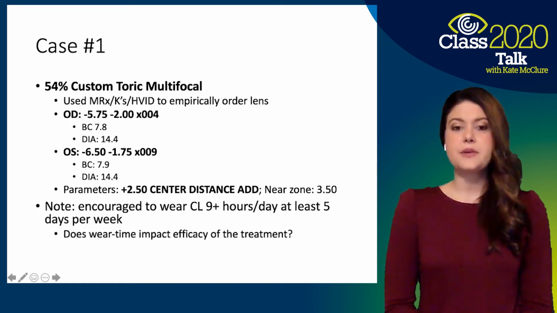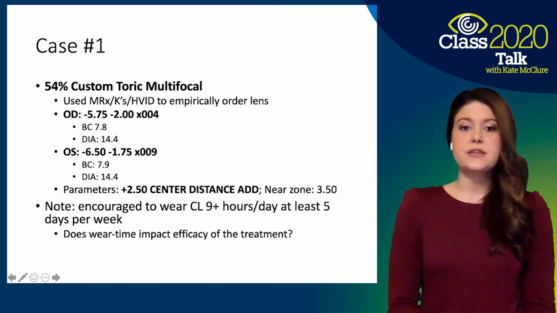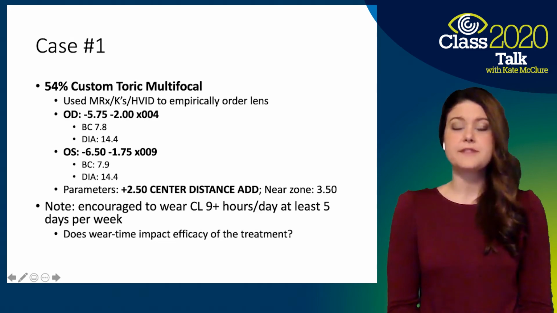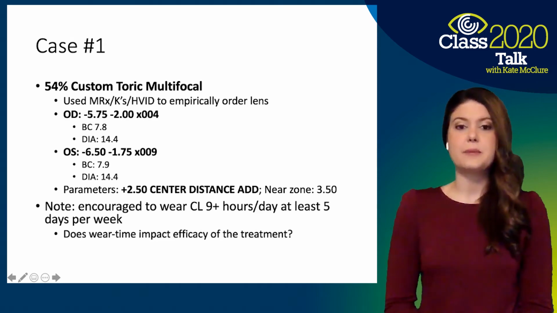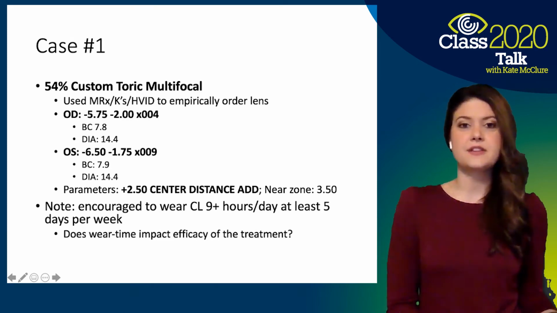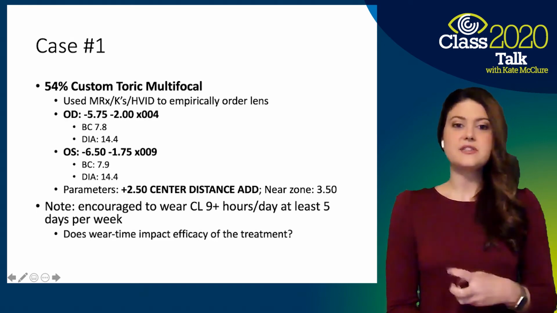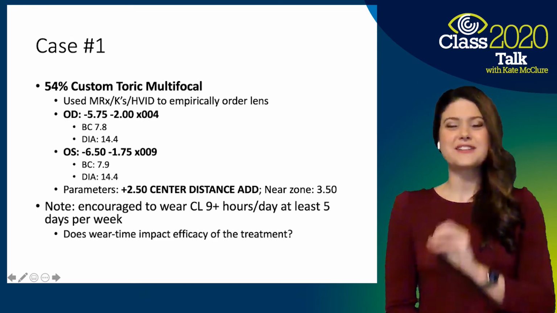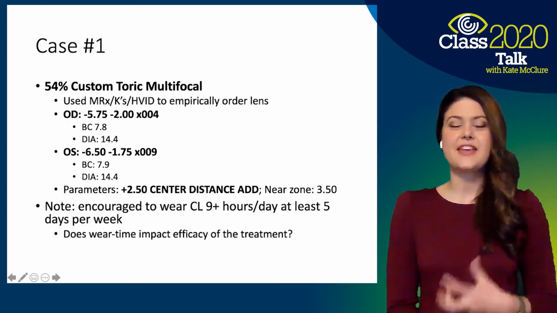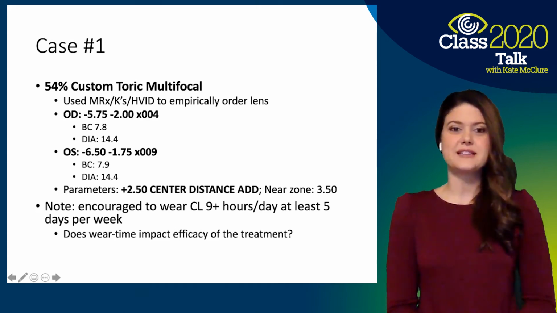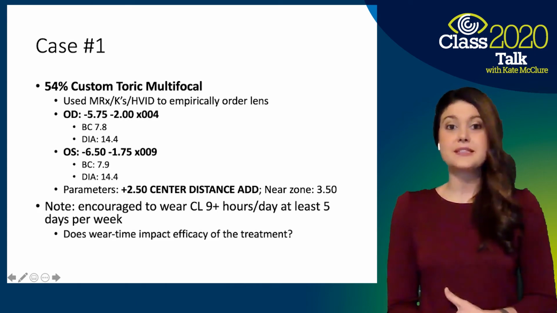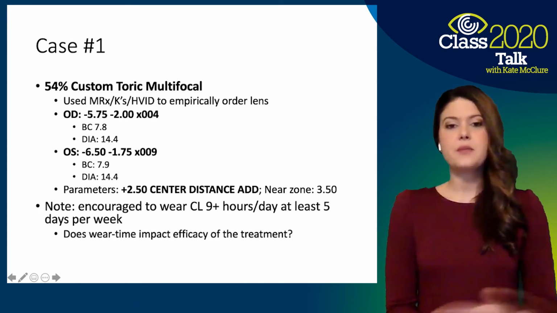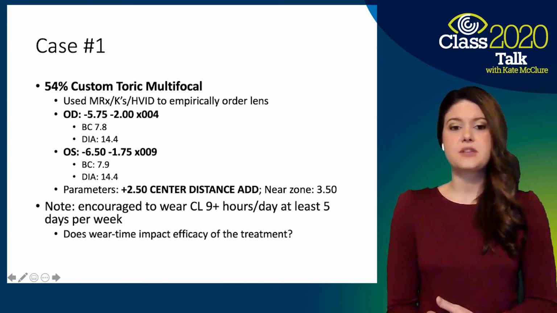Now, I did empirically order a lens, and I like to do this for many of my children when I'm first fitting them in contact lenses, if their prescription is outside of my normal parameters. A couple of reasons. Whenever I first put a contact lens on the child's eye, I like it to adequately correct their vision so they can see clearly and they have a good first experience with contact lenses. So it's important to me to have a contact lens that they'll be able to see well out of. So I empirically ordered this lens for this patient.